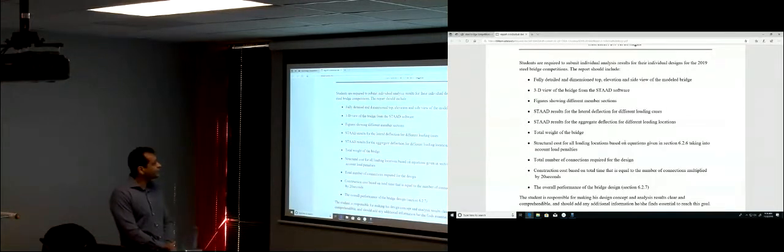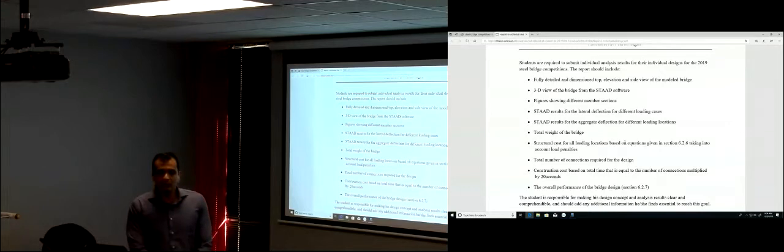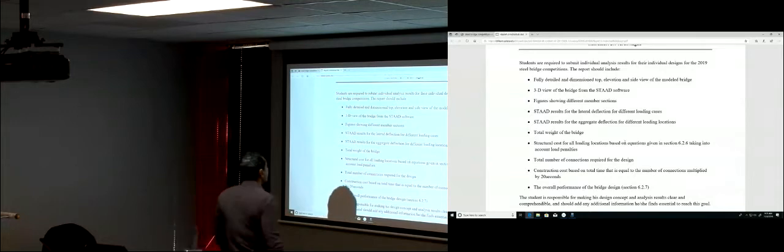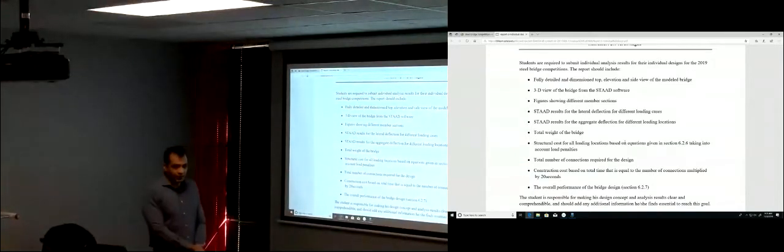Figures showing different member sections. Each member in your design, if it repeats itself, you just have to draw the details for that member once. When you're showing details for that member, I should understand how that member is built. What are the dimensions? What are the sizes of the components building that element? Is it a hollow section? If it's a hollow section, what's the thickness of the wall? I need to understand the details of each member. That part was 15 points. It has to be fully detailed, fully dimensioned as well.